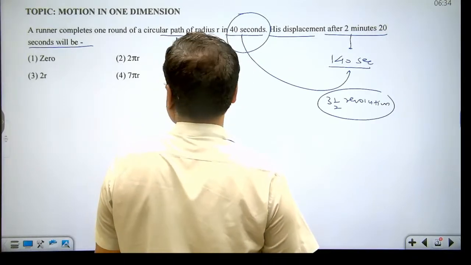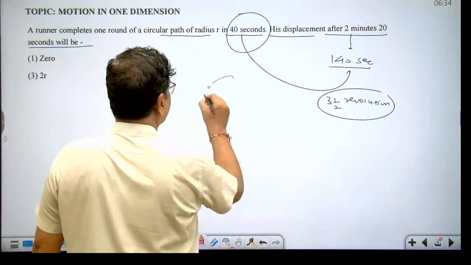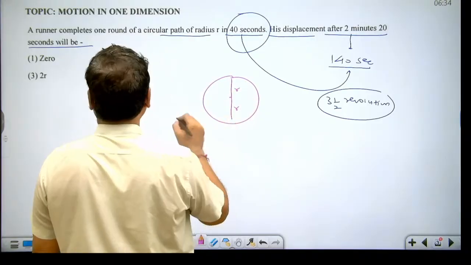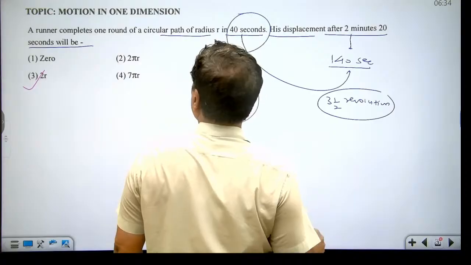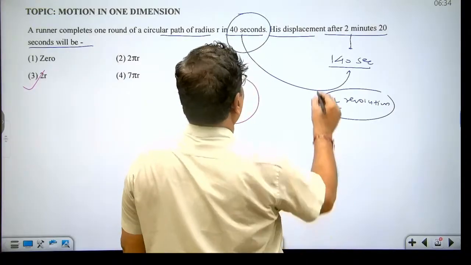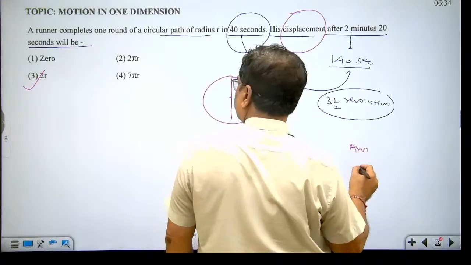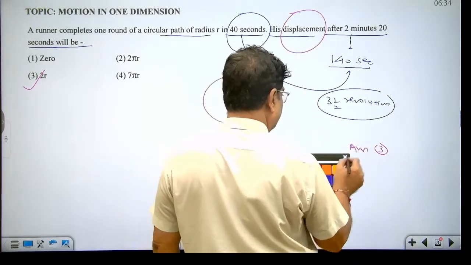So 3.5 revolutions. And what is the displacement? Displacement is the shortest distance, and the radius is r, so displacement will be r and r, that is 2r. So the answer of the question is option 3, because in the question distance is not asked, displacement is asked, and displacement is the shortest distance, so option 3 is the correct answer.